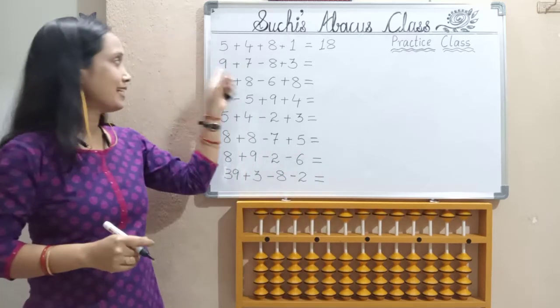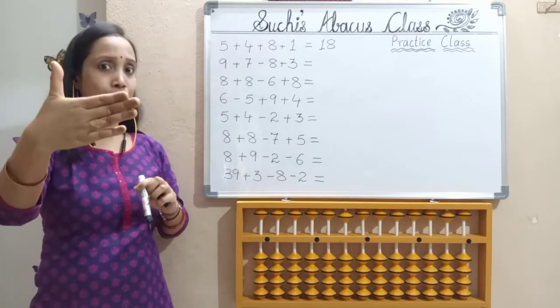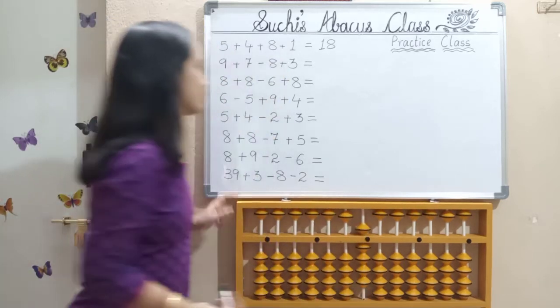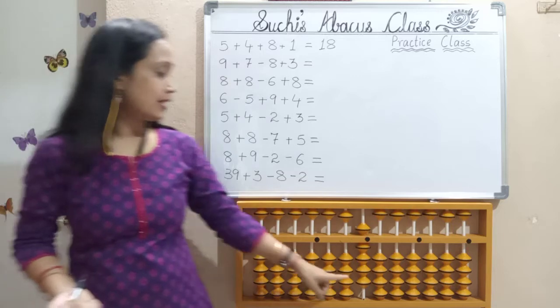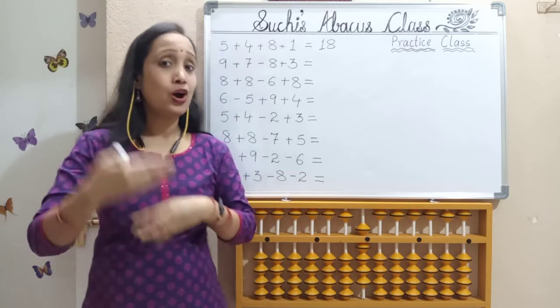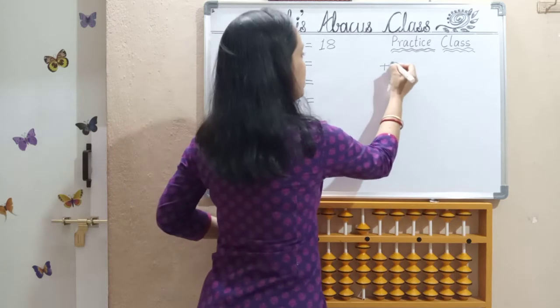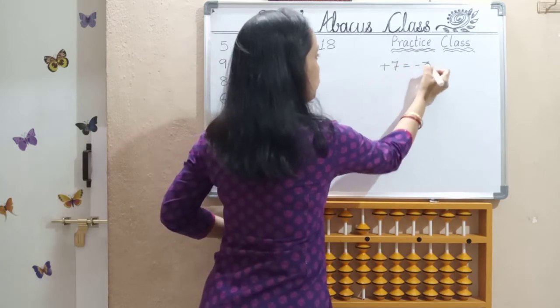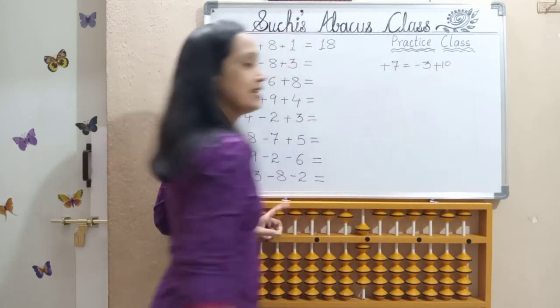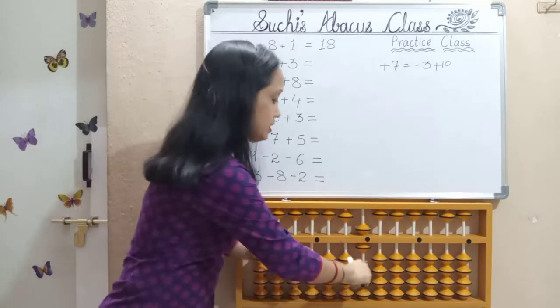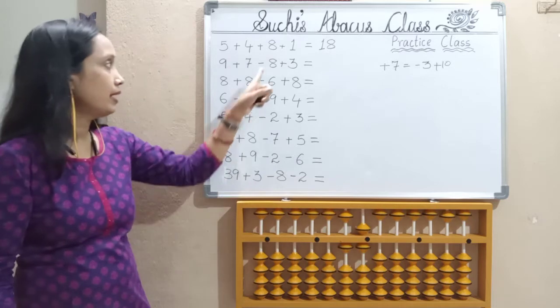Zoom your abacus. Add 9. 5 and 4 combination. Pinch it. Add 7. See, I don't have 7 here. So, go for formula. Formula for which number? Formula for 7. So, who is 7's friend? 7's friend is 3. So, it is less 3 and add 10. 3 should go out. 10 should come in.